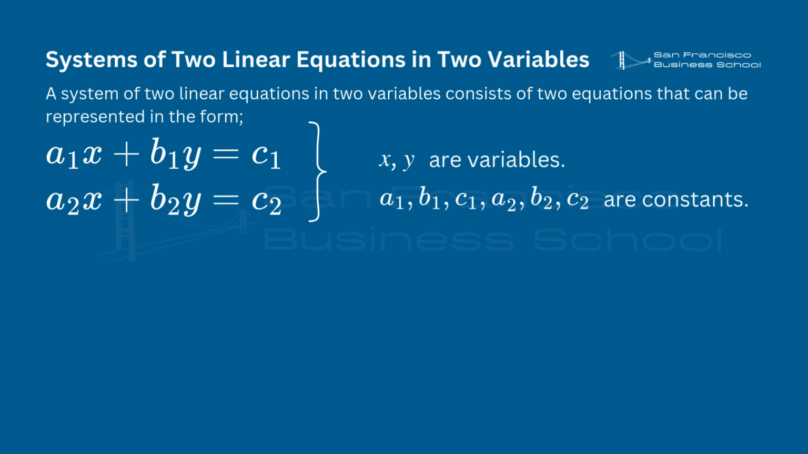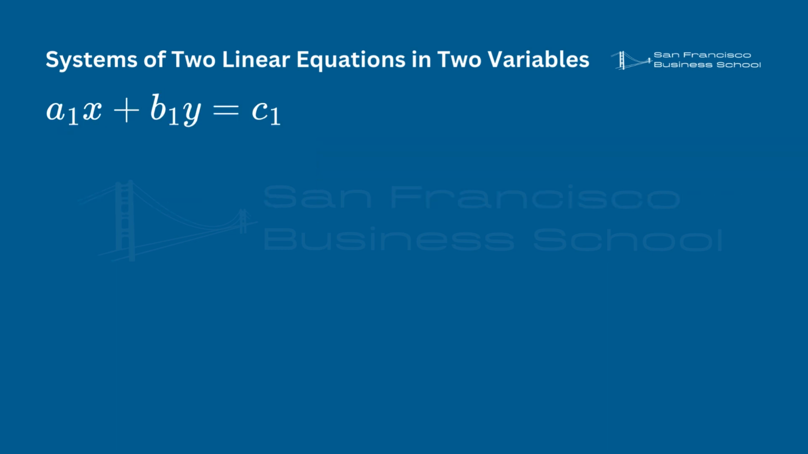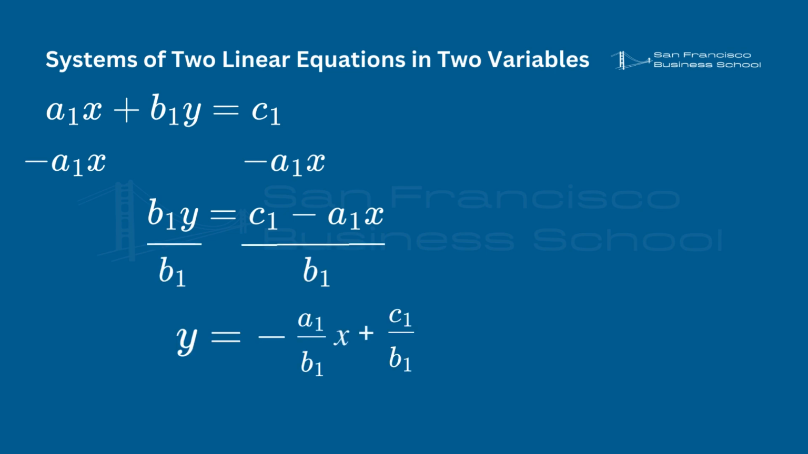If we rewrite the first equation in the slope-intercept form y equals m times x plus b, it will be as follows. Subtract a1 times x from both sides. The equation yields b1 times y equals c1 minus a1 times x. Now, if we divide both sides by b1, y equals negative a1 over b1 times x plus c1 over b1.